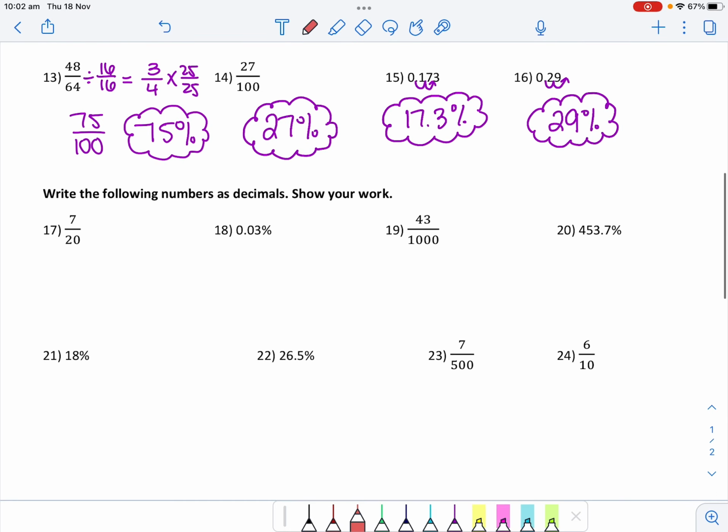All right, last section, write the following numbers as decimals. So to go from a fraction to a decimal, I need a 10, 100, or 1,000 on the bottom. I'm going to multiply this by 5 to get to 100, so 35 over 100. 100 means 2 decimal places, and then I fill in my 35.